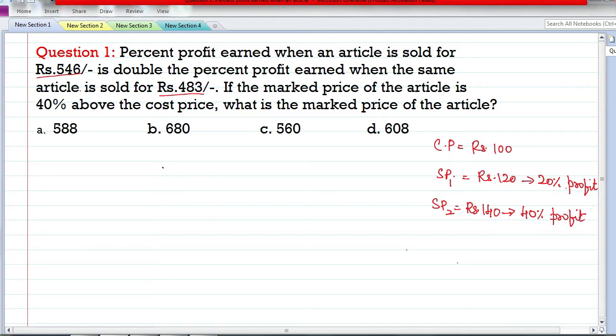Try to understand this example. I have purchased a product for 100 rupees. Suppose I sell it for 120, I'm getting 20% profit. Or if I'm selling for 140, I'll be getting 40% profit. Here, I can say that by selling the article for rupees 140, I am getting double the profit percentage as compared to selling it for 120. Hope you understand this. So the same logic is applied here also.